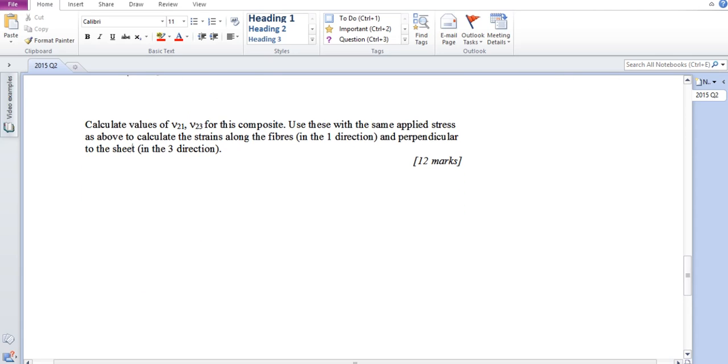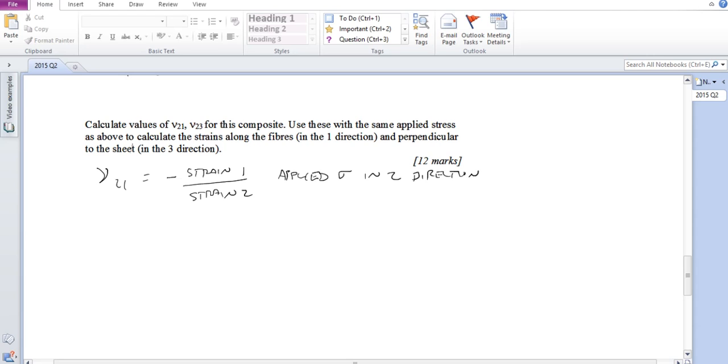So what we need to do here is remind ourselves a little bit what the Poisson's ratios mean. So Poisson's ratio 2:1, what that means is it's minus, so that the terms end up as a positive, the strain in the one direction divided by the strain in the two direction. And the important bit with this is that the applied stress is in the two direction, because it would be different if it was the other way around.